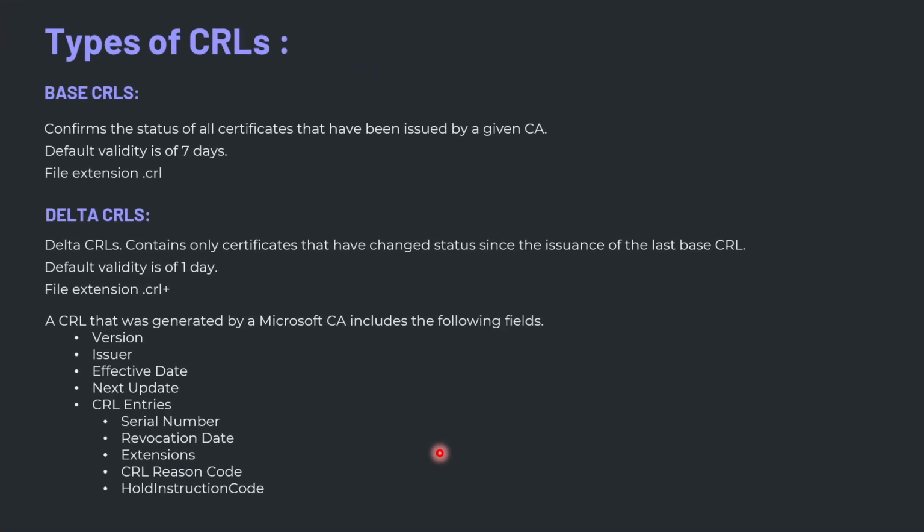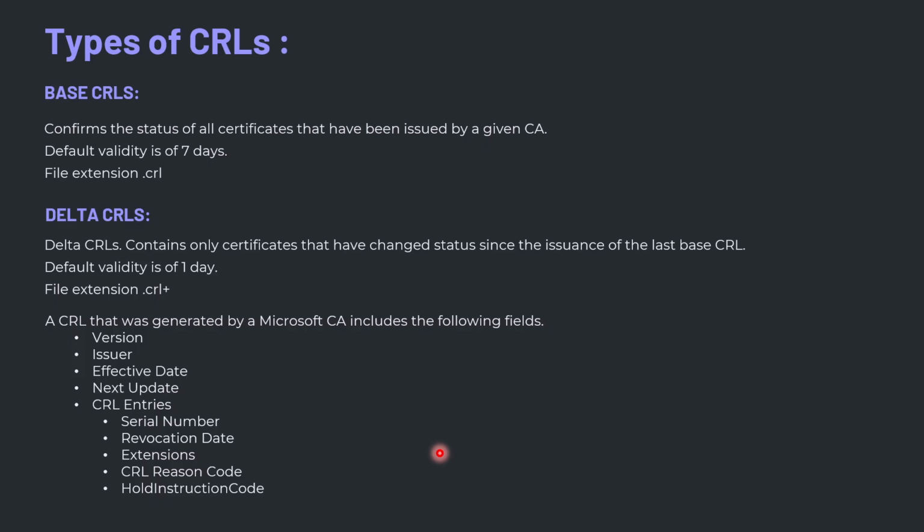Now, what are the types of CRLs? There are basically two types of CRLs. First one is base CRL, second one is delta CRL. So now what is the base CRL? It confirms the status of all the certificates that have been issued by a CA. But it will contain the list from the past week or two. Here I have mentioned it as 7 days, but consider it as 7 or 15 days. Let's consider the 7 days window only. So it will contain the list of the certificates which are getting revoked after every 7 days.